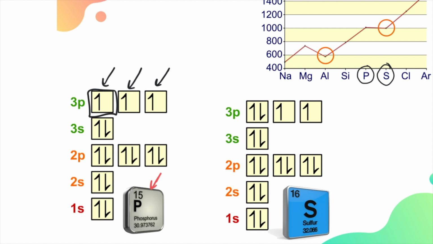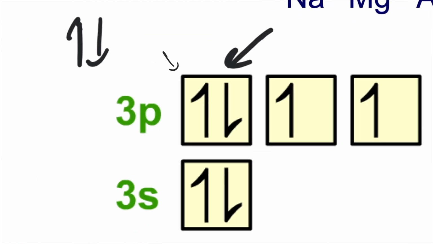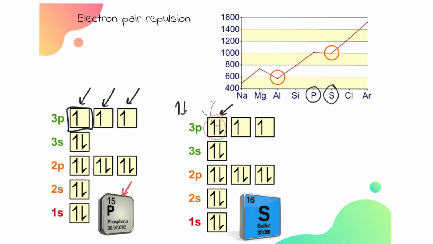But in sulfur, one of the orbitals has 2 electrons, and these 2 electrons are stuck in a very small space within this orbital, and each one of those electrons is basically repelling the other. So this electron pair repulsion within the same orbital makes it easier for me to pull this electron out, and that decreases the ionization energy. That's why we have what we call electron pair repulsion, responsible for this small dip in ionization energy every time you move from group 15 to group 16.